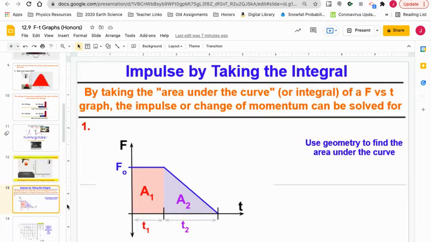This is just showing that, and we've done this before, that you can use geometry to discover what the area under the curve is. And so A1 is just going to be your force times time. A2 is going to be your force times time divided by 2. So your 1/2 base times height.